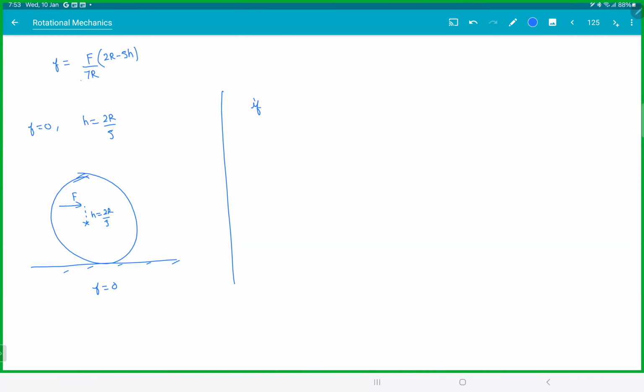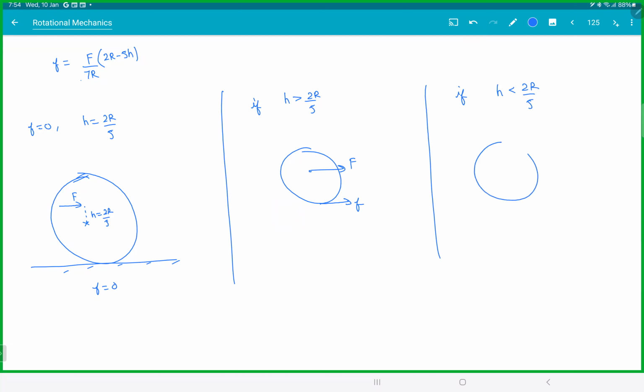Suppose if H is greater than 2R by 5, then friction becomes negative. Then the friction will be backward. If H is greater than 2R by 5, friction will be forward, because I took F backward in the FBD. Friction is forward. If H is less than 2R by 5, then friction is backward.